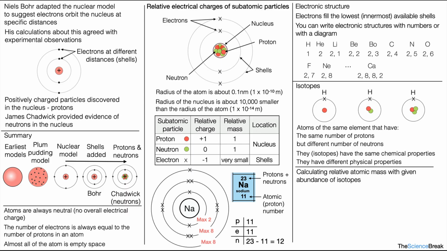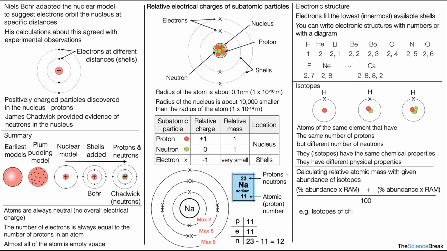Next, we're going to look at calculating relative atomic mass with given abundance of isotopes. The way that we can calculate this is using this equation or formula here. Unfortunately, you have to remember this, it's not given to you in your exam, but it's the percentage abundance times the relative atomic mass of one isotope plus the percentage abundance times the relative atomic mass of another isotope. We add those two together, we divide it by 100, and that gives us the relative atomic mass of our atom.